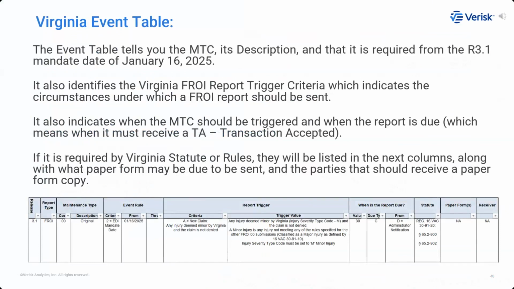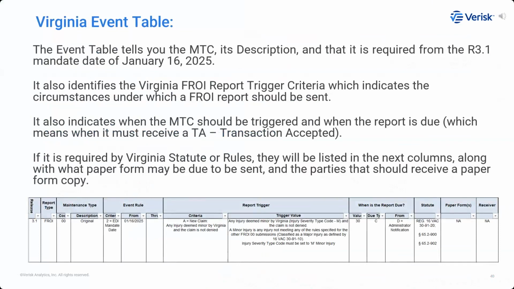Let's take a look at an example. What you see on the screen is an example of the event table for the MTC 00, the FROI original report. The event table tells you the MTC, its description, and also that it is required from the Release 3.1 mandate date of January 16, 2025.